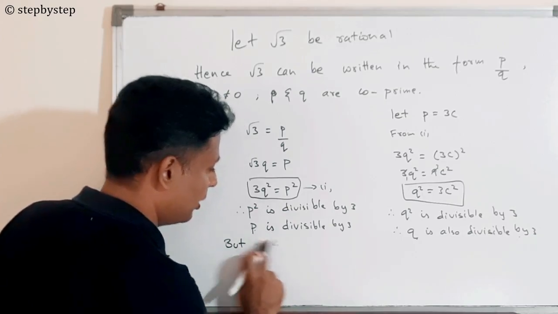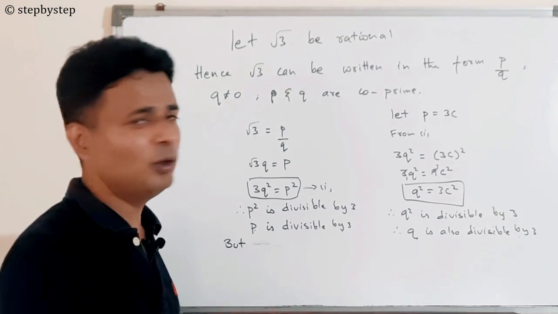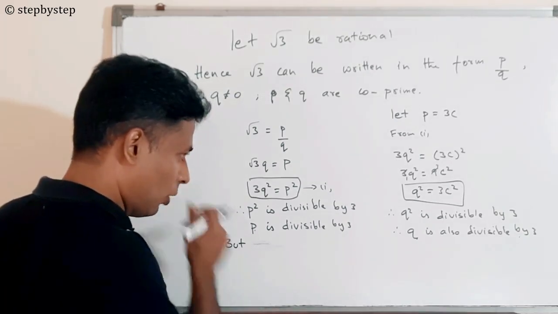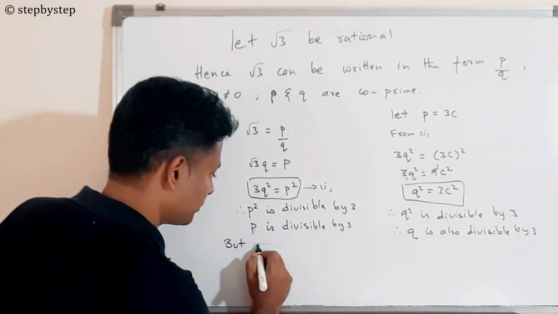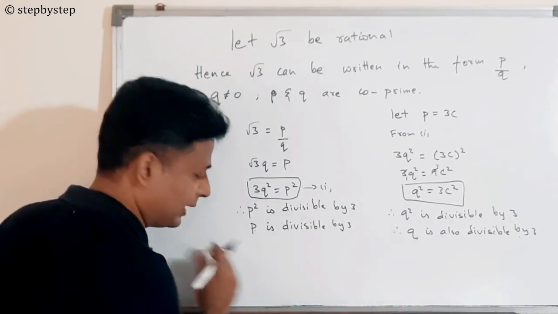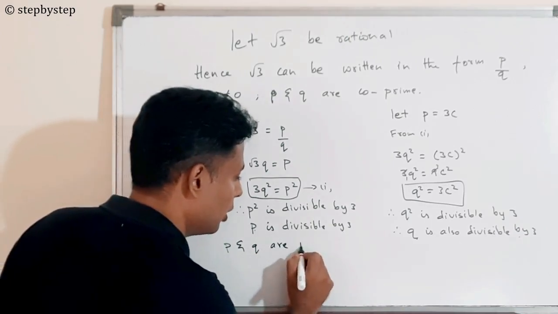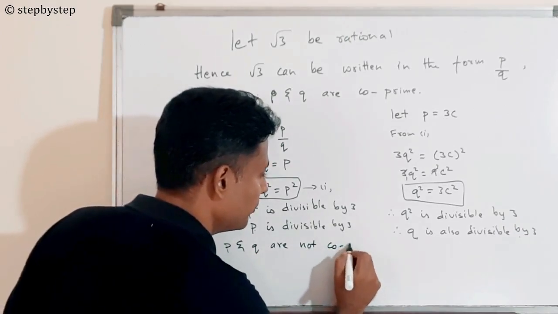Okay, the wordings depend from teacher to teacher. Different teachers will give you different wordings. What we write is, this is the best thing to write according to me: P and Q are not co-prime.